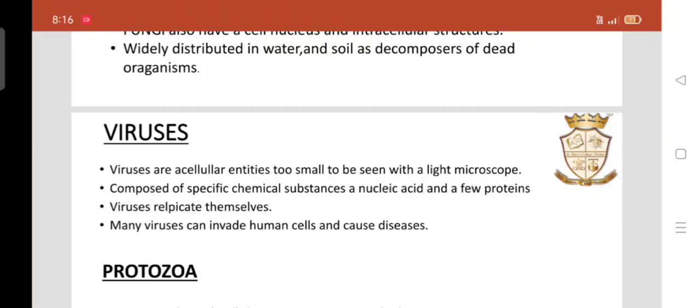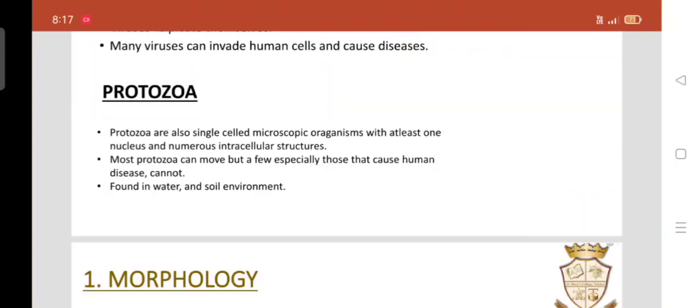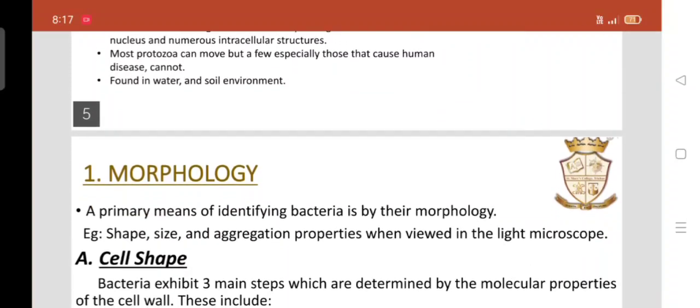Viruses. Viruses are acellular entities too small to be seen with a light microscope, composed of specific chemical substances, a nucleic acid and a few proteins. Viruses replicate themselves. Many viruses can invade human cells and cause diseases. Protozoa. Protozoa are also single-celled microscopic organisms with at least one nucleus and numerous intracellular structures. Most protozoa can move, but a few, especially those that cause human disease, cannot. Found in water and soil environments.